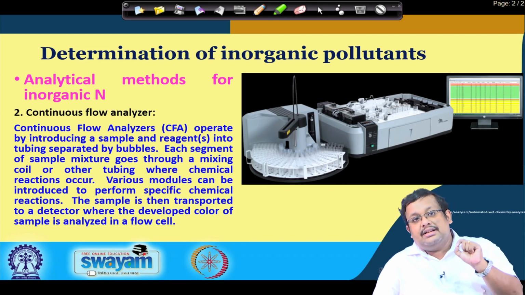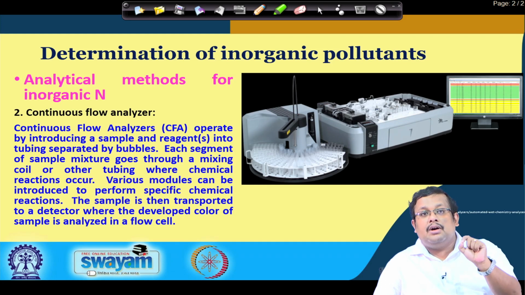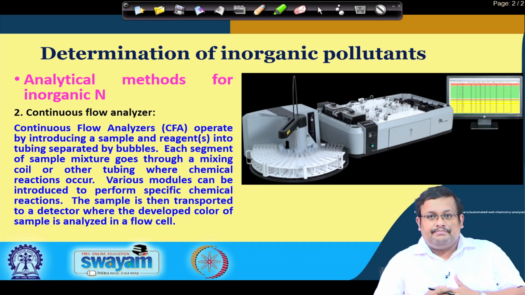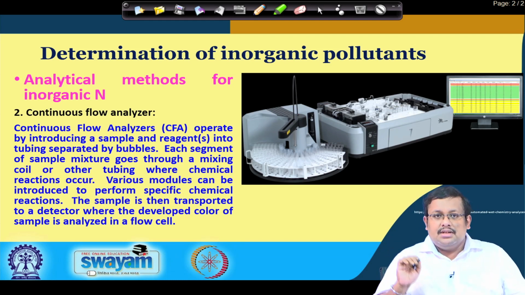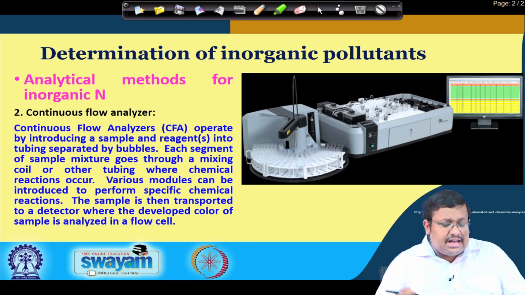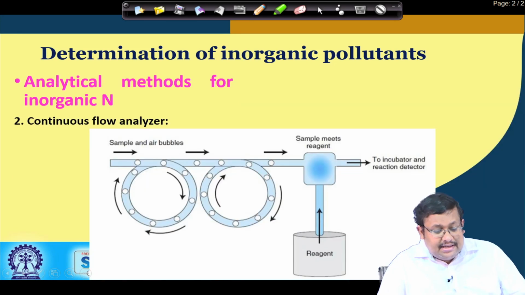Again, in this continuous flow analyzer, the segment of sample mixture goes through a mixing coil and other tubing where chemical reagents mix with it. These samples are separated by bubbles. This is how the continuous flow analyzer operates. You can see here, this is a continuous flow analyzer and this is an auto sampler for this continuous flow analyzer.